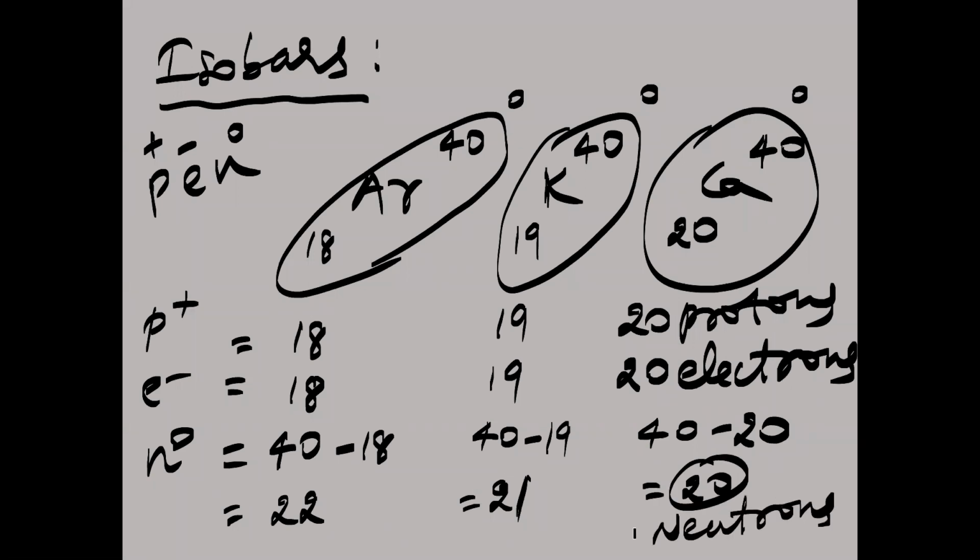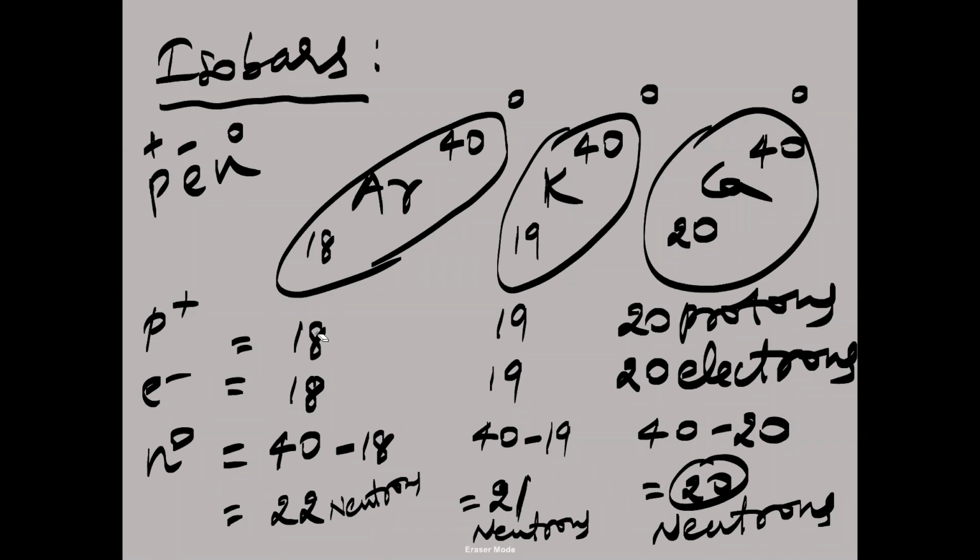So how many neutrons in all these cases? Here 22, 21, 20. Here 40 minus 20 is 20. Here 40 minus 19 is 21 neutrons. Here 40 minus 18 is 22 neutrons. So 22 neutrons here, here also 21 neutrons, in this case 20 neutrons.